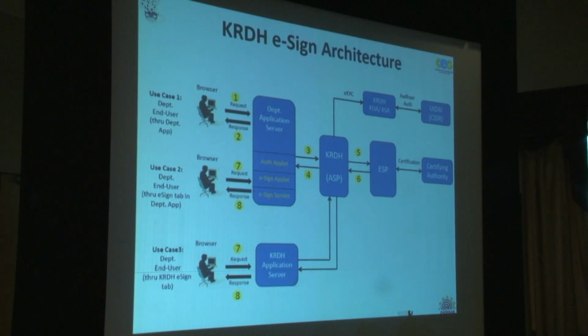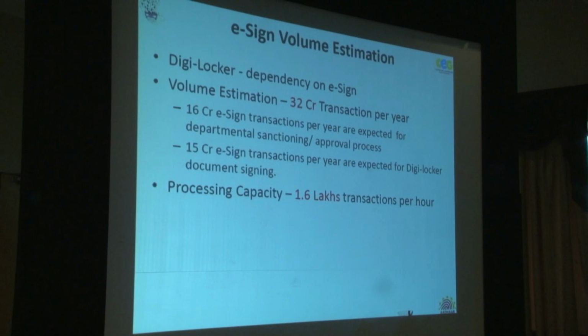The department application will talk to KRDH, which is called the ASP, and this is a 1.6 architecture document from CCA, where the ASP has a provision to do the eKYC. In the architecture that was 1.1, it was the ESP who did the eKYC. So whatever I said, he will do the hashing, he will do the application, all these things. There is an auth applet, the eSign applet, and the eSign servlet. These are the things that we are going to provide to the departments in order to do the complete cycle of that. E-volume estimation.